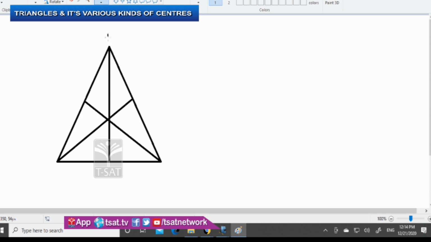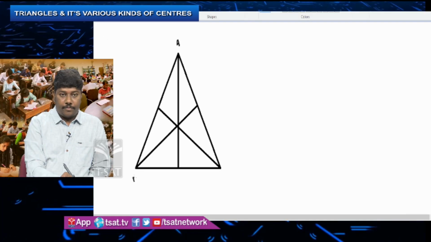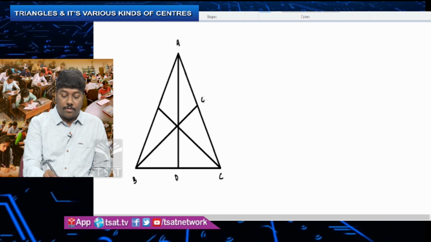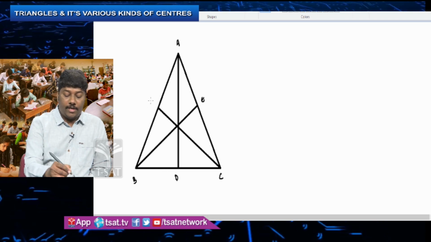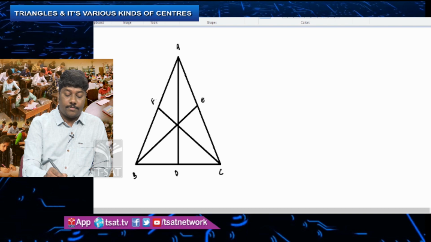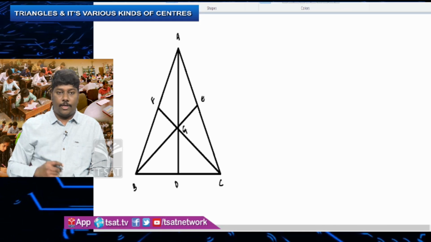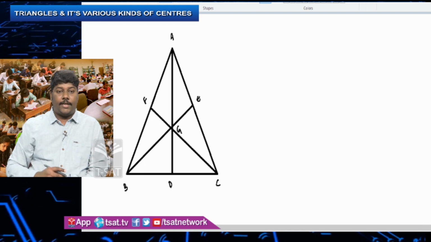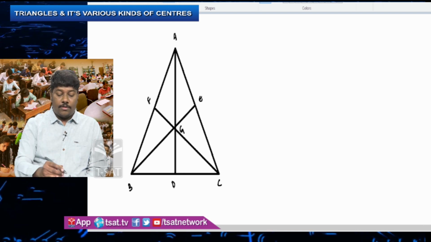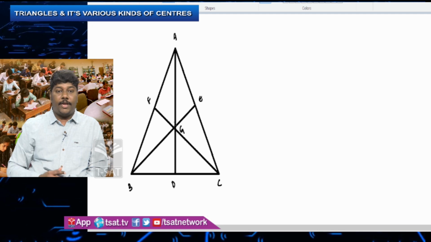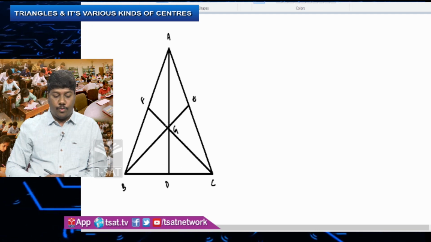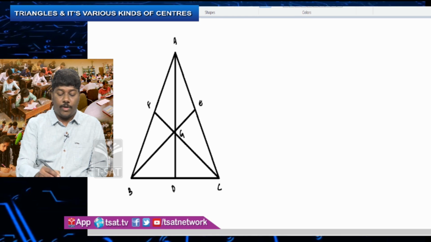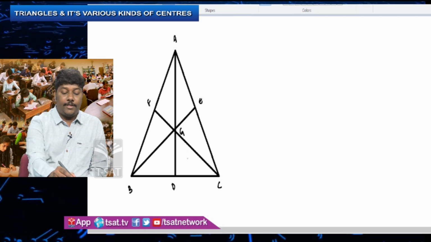Look at triangle ABC. Here AD, BE and CF are medians. G is the centroid. The centroid divides the median in the ratio 2:1, and a median divides the triangle into two halves. First, I am shading this region.